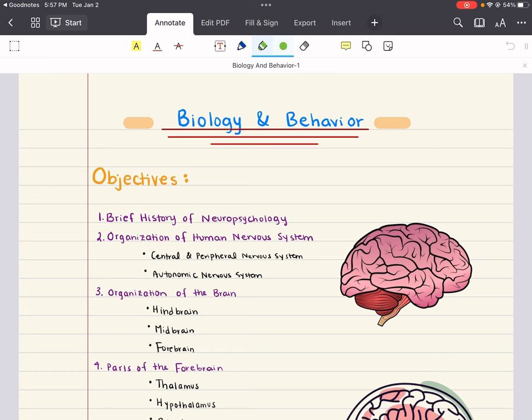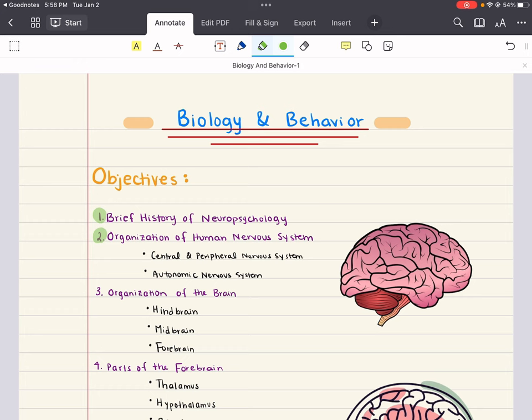Then we're going to move into learning about the organization of the human nervous system. We're going to talk about the central and peripheral nervous system, and we're going to learn that the peripheral nervous system can be divided into two branches, the somatic and the autonomic, and we're going to discuss both.